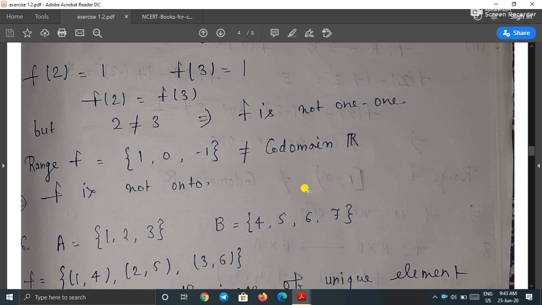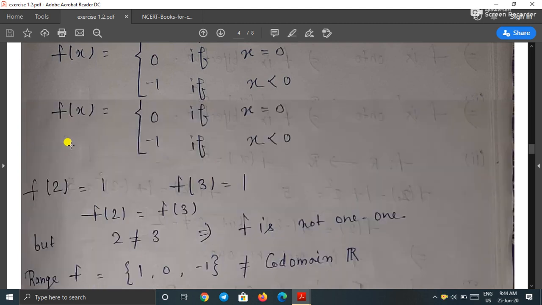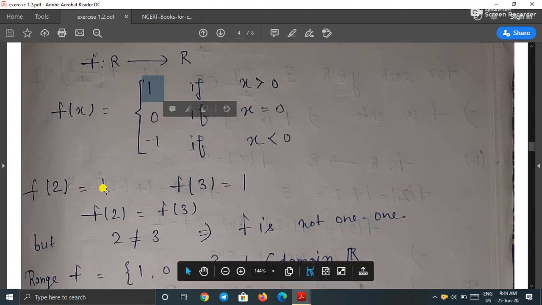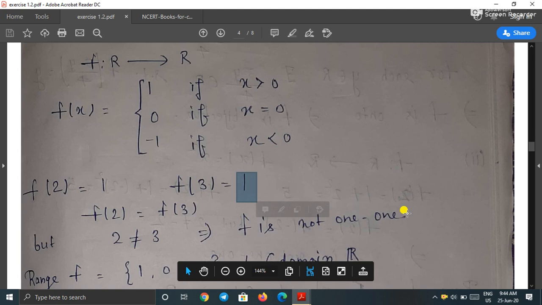Now to check whether the function is 1-1, we will take 2 points. If we find the image of 2 under this mapping, f of 2, then 2 is greater than 0, so it gives the value 1. And if we find the image of 3, 3 is also greater than 0, so its value is 1. This means we have 2 different points which have the same image. 2 and 3 are different, but they have the same image 1. So f is also not 1-1, because different numbers have the same images.